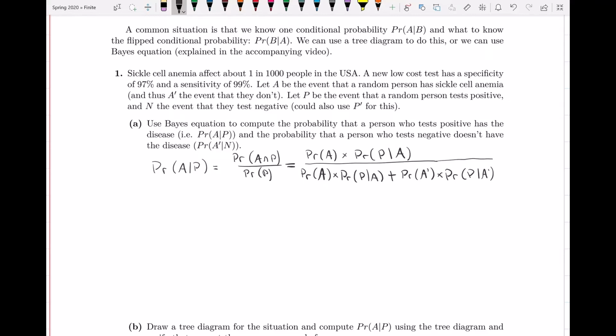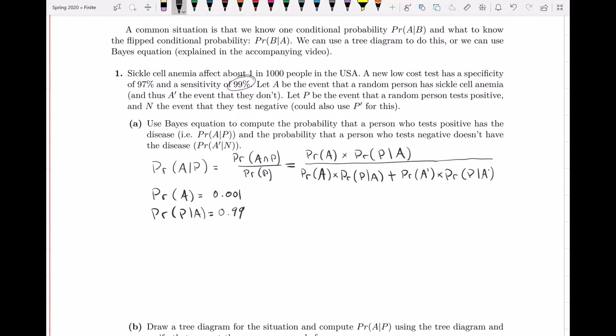So now all that's left to do is plug in the values given the data. Okay, so the probability of A is the probability that you have the disease, so that's 1 in 1,000, so that's 0.1%, or the probability of A equals 0.001. Fairly uncommon. All right, now we want the probability of P given A. So the probability of a positive test given that you have the anemia, that's the sensitivity by definition. So it's 99% right here. So this is 0.99.